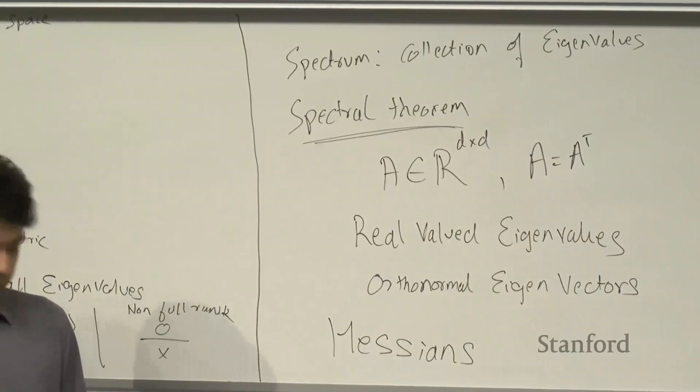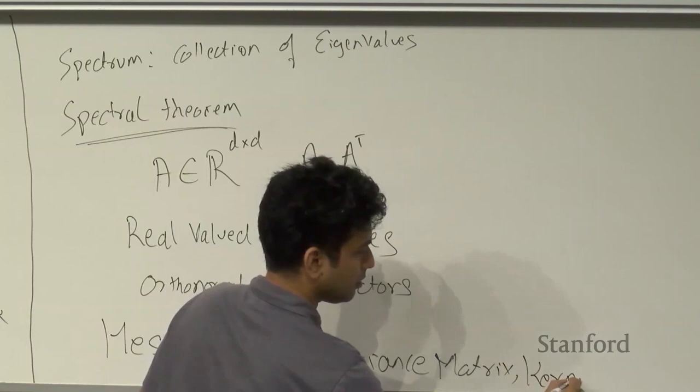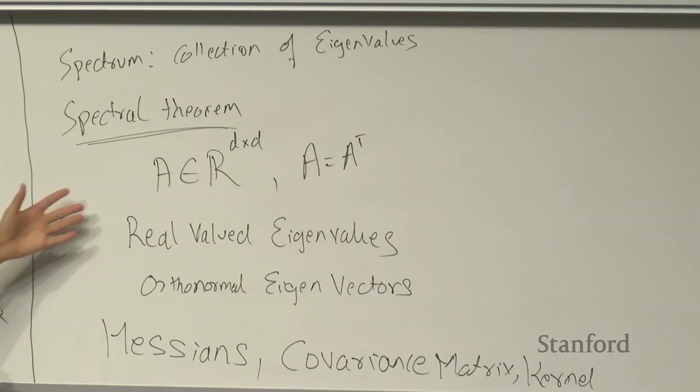Hessians, covariance matrices, kernel matrices. We're going to see what kernels are later, but just so that you know why this is relevant for the course: all these are square, they are symmetric, and therefore they have real valued eigenvalues and orthonormal eigenvectors.